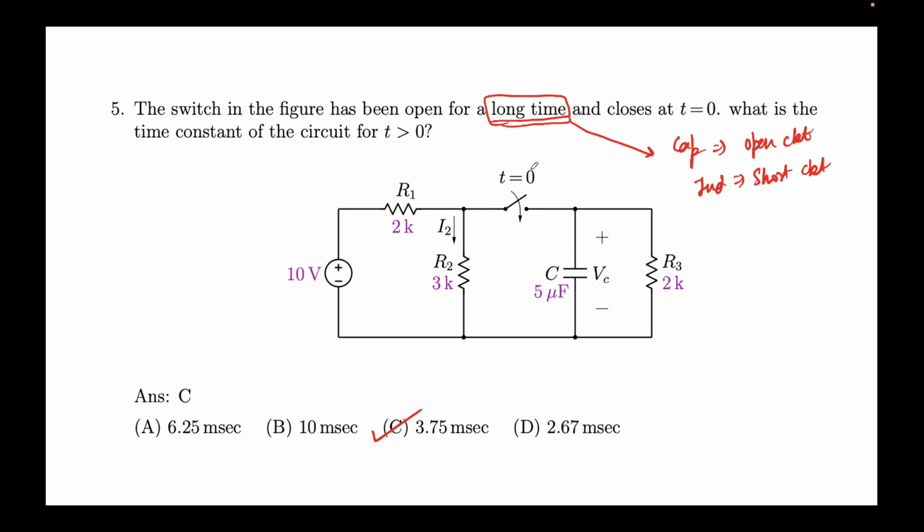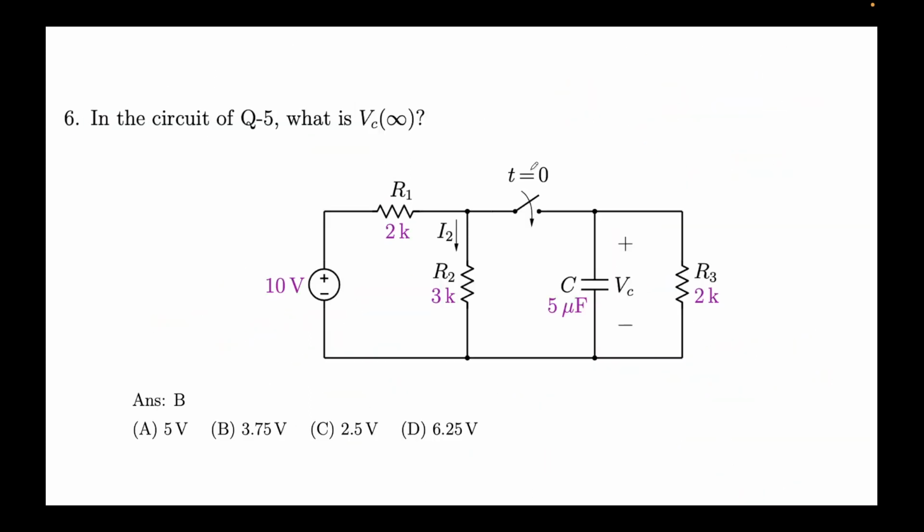So this is, yeah, so we found that. Now the next part it asks is, what is VC infinity, right? So we are again required to find that. Now this time we are going to the positive infinity side.